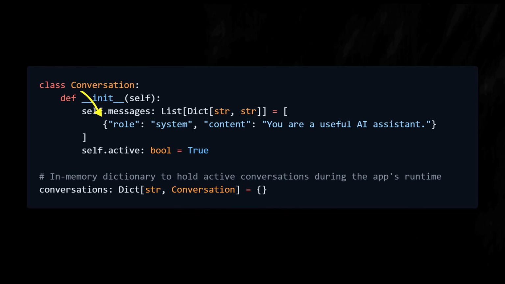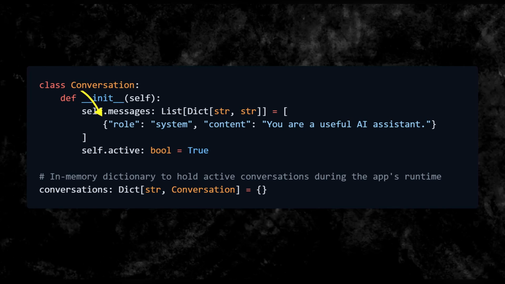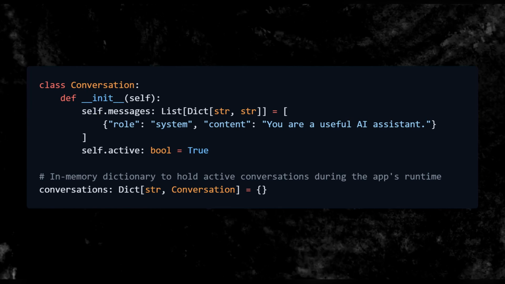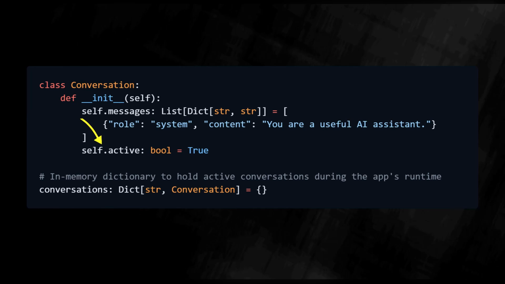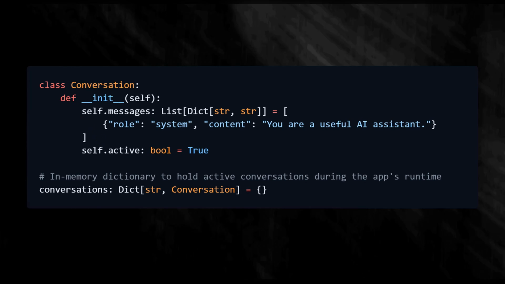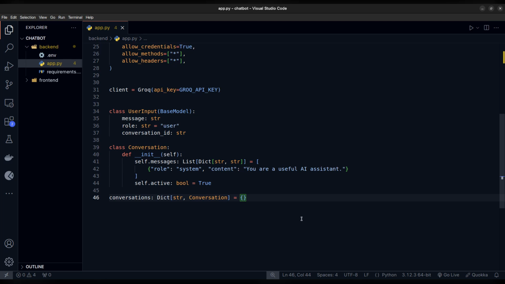It is called role, then it will say system, then content, you are a useful AI assistant. And to know whether the chatbot is active or not, we are going to do it with self.active. And it is a bool value, so we are going to give it as true. Now, in order to hold the conversations, we are going to initialize a dictionary where the key is a string and the value is a Conversation. So it is an empty dictionary over here.